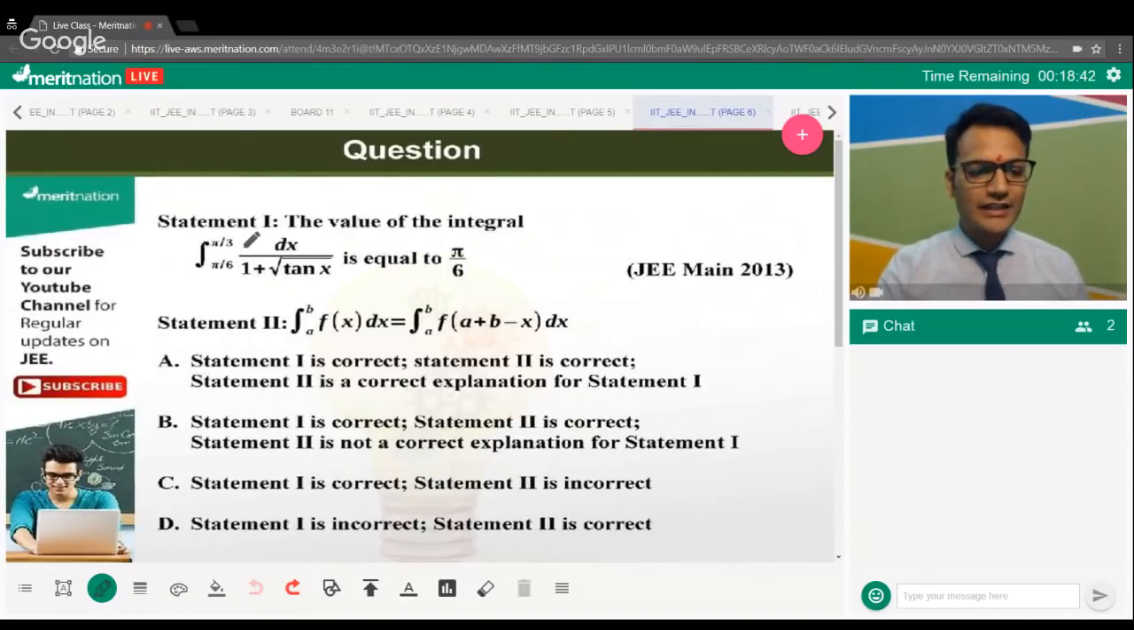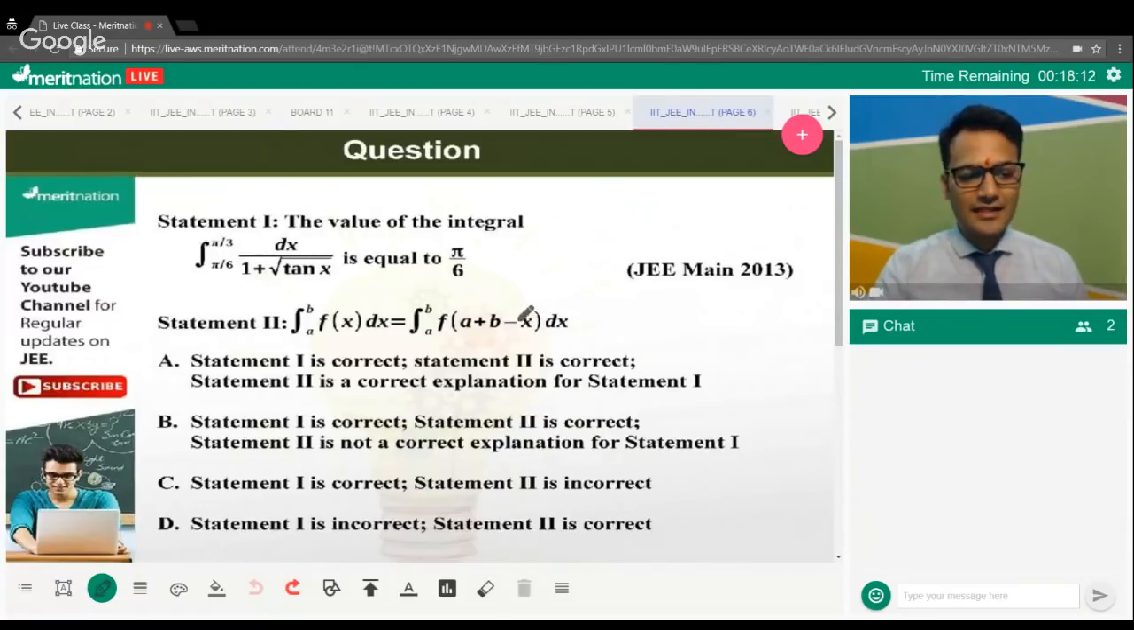Statement 1, the value of the integration. This is like an assertion reason type question, or you may say data sufficiency at times. The value of the integral is equal to pi by 6. Anand, I understand these types of questions are the ones which we usually don't find much, hence we start hating them. These are the easiest questions, Anand, trust me. Let's have a look. The value of the integral is pi by 6.